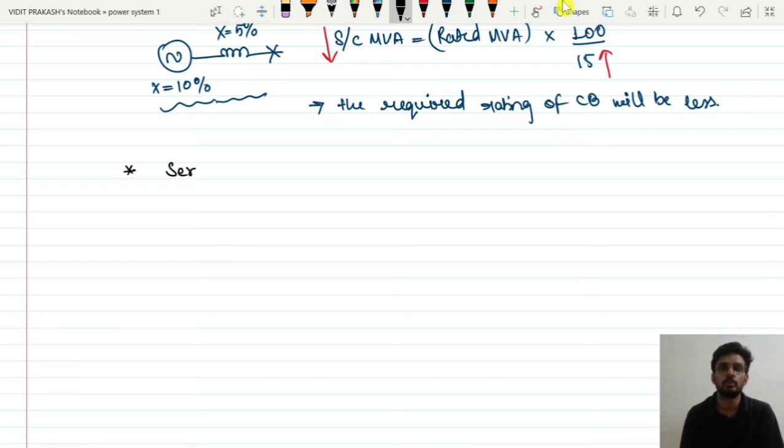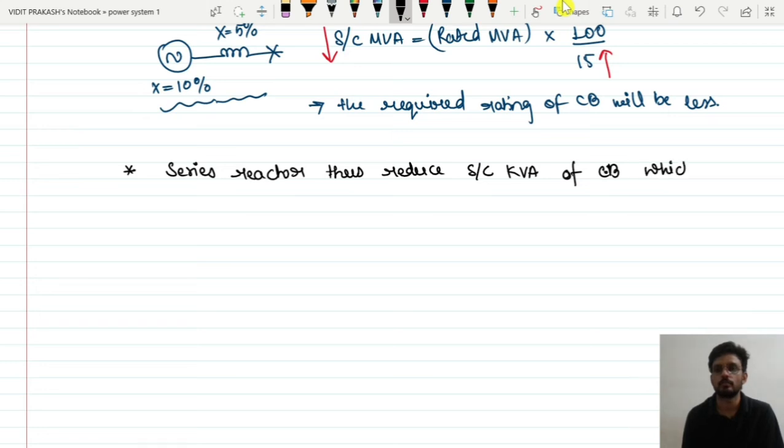So with the use of a series reactor, we thus reduce the short circuit kVA of the circuit breaker, right, which is installed to protect equipments and installation.